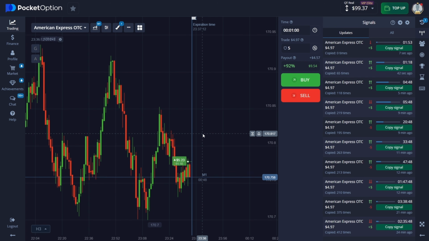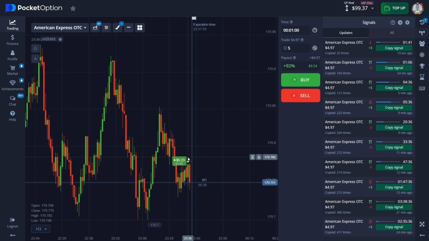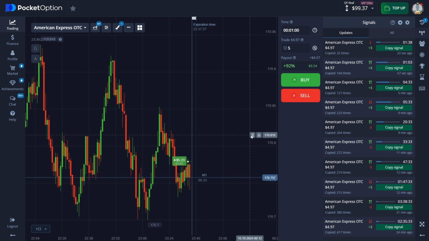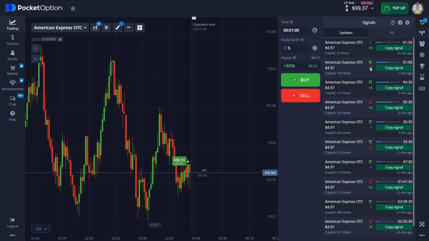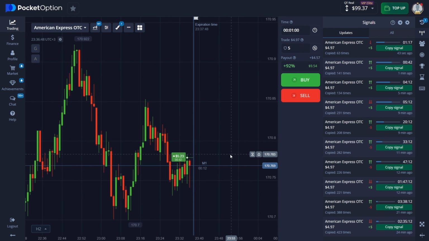The trade is not currently in our favor, but we still have 1 minute and 15 seconds left. As you can see, the copy time has increased to 89 for the same trade. Now it has increased to 127 for the same trade, but the trade is still not in our favor. We still have 45 seconds left. Alright, the trade is still not in our favor.